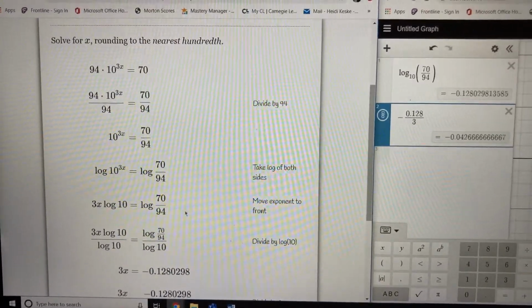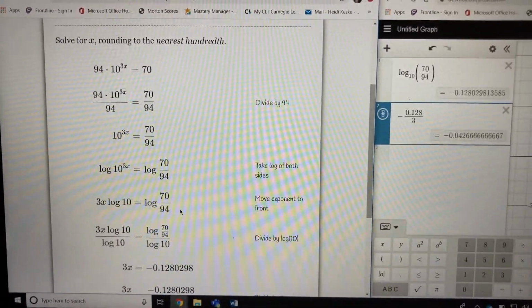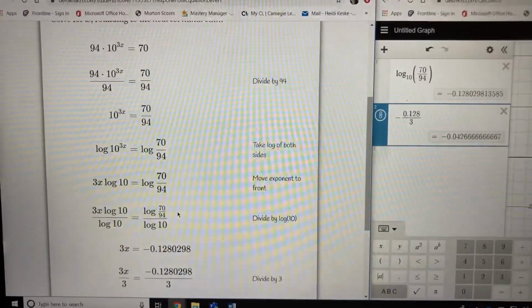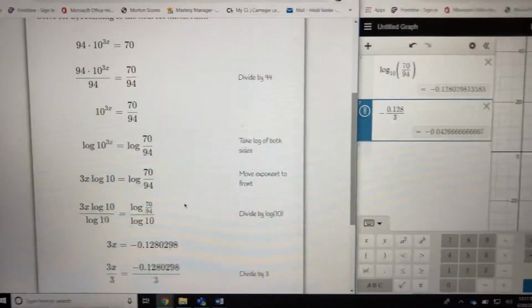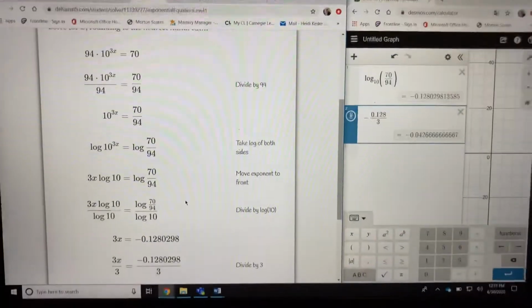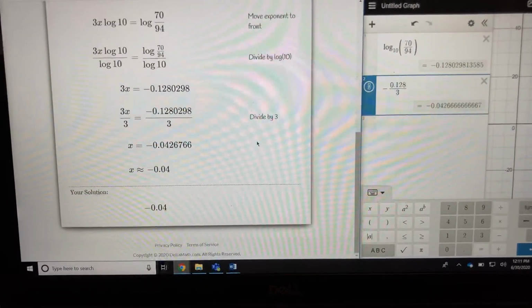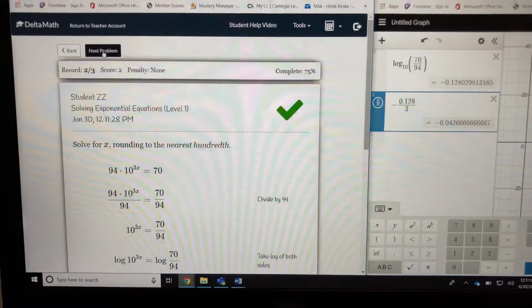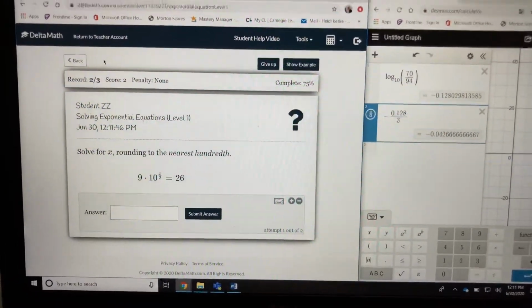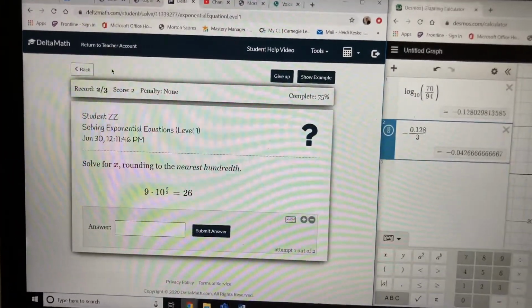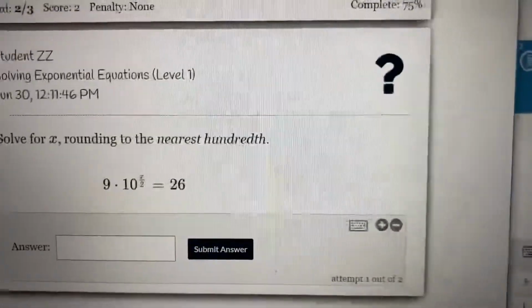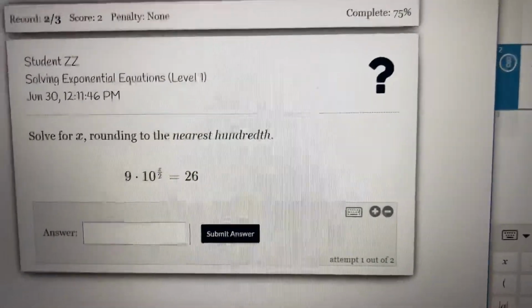Now Delta Math is going to show you something a little bit more complicated, because it doesn't allow you to type it in the way Desmos does. So you can follow this if that makes sense to you, or you can follow the method that I showed you. I'll show you one more, just so that you can see that again. So here is our next problem. Same structure.